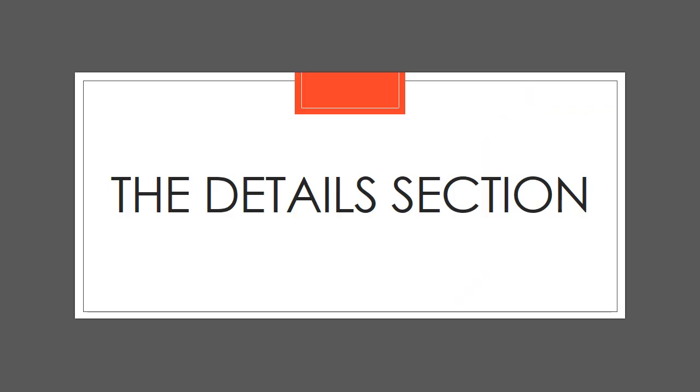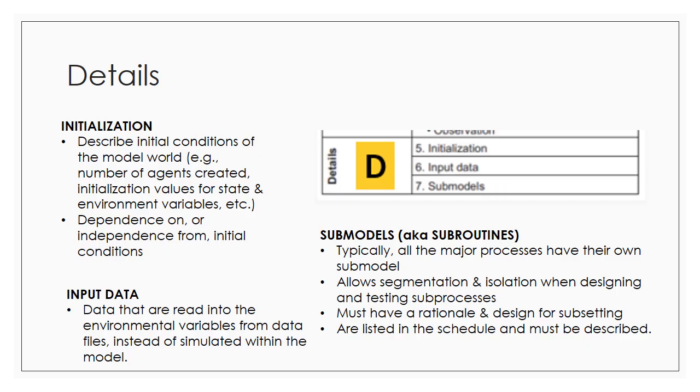And now that we're done with all of our design, we get to go into the details of this design, meaning how do we translate the design into code? That's what the details section of our ODD does. The final details section is really quite straightforward. It contains three parts: initialization, input data, and submodels.